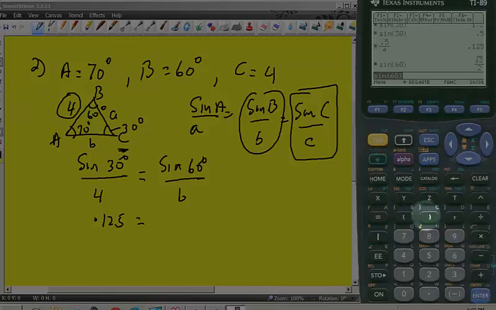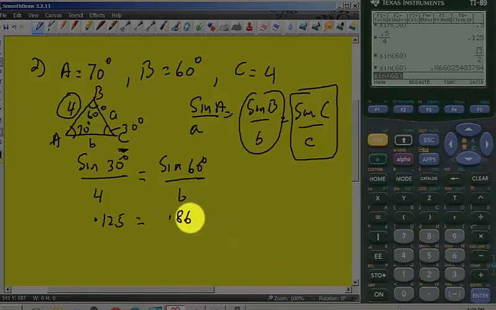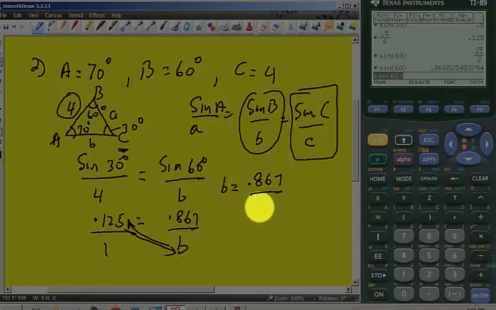Okay, and I don't like that, I need decimal. That turns out to be 0.867 is to b. I have to solve for b, so I can just cross multiply. This is really a 1 underneath the 0.125. So when I cross multiply, these things end up switching. So this really means b is 0.867 divided by 0.125.